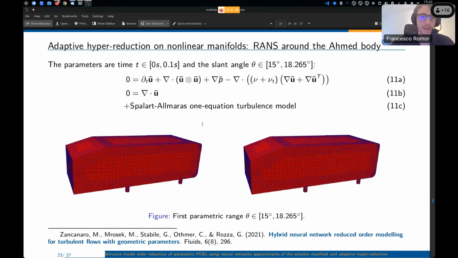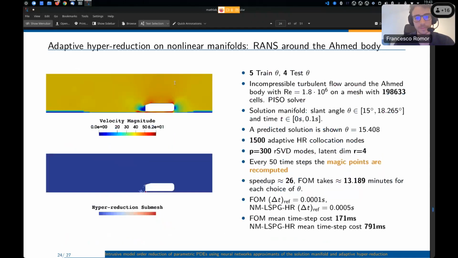So the parameters in this case are time from 0 to 0.1 seconds and the slant angle of the Ahmed body. We consider two parametric ranges. The first parametric range is from 15 degrees to a bit more than 18 degrees, and the other parametric range is higher, from 15 to 35. And we'll see what could go wrong with this methodology.